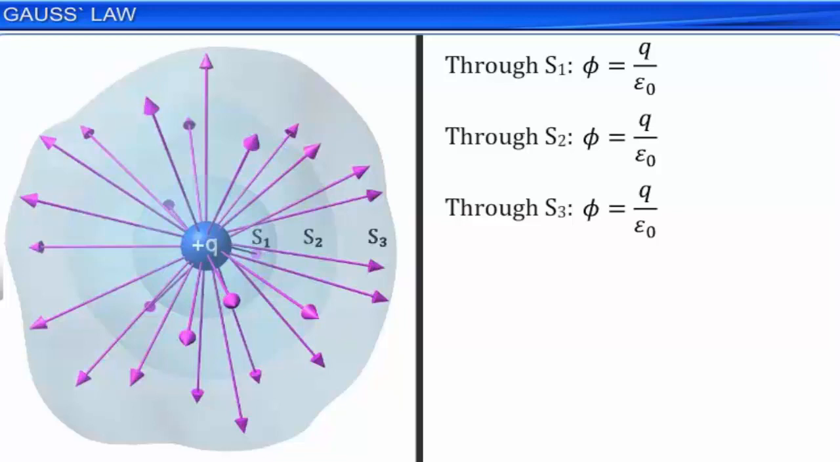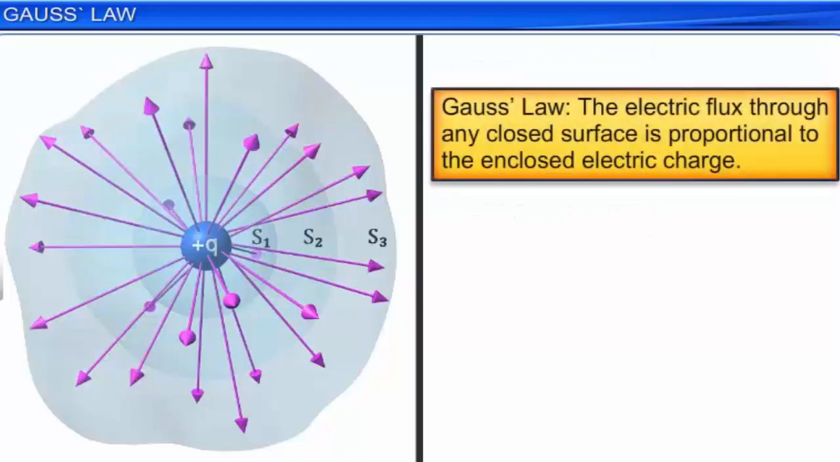Here, we observe that the net electric flux phi through any closed surface is independent of the shape of the closed surface. Hence, we conclude that a Gaussian surface can be of any arbitrary shape. Thus, Gauss' law states that the electric flux through any closed surface is proportional to the enclosed electric charge. That is, phi is equal to Qin by epsilon naught, where Qin is the charge enclosed by the Gaussian surface. Let this be equation 5.